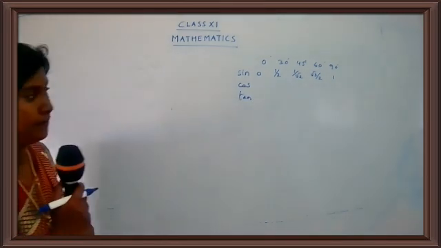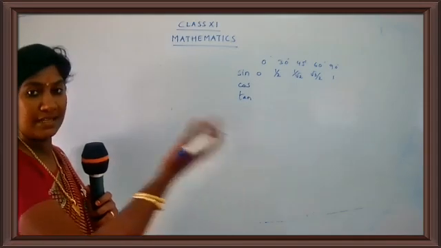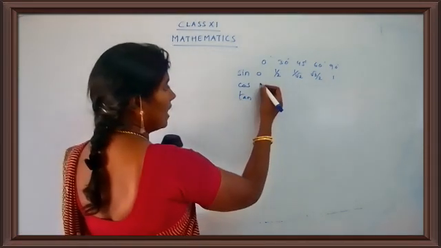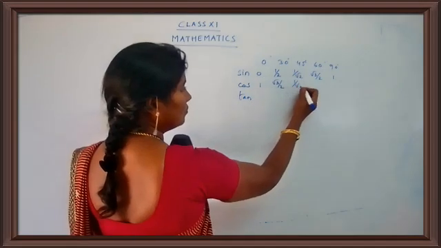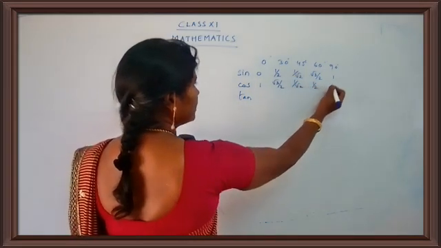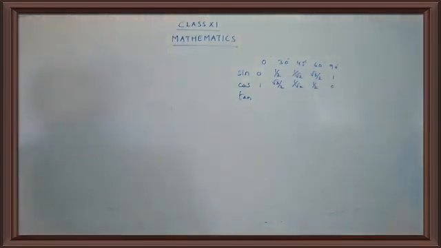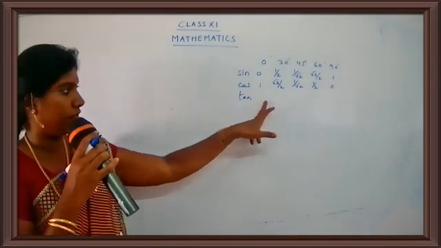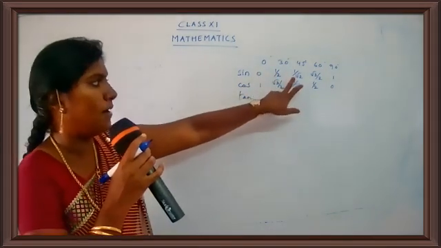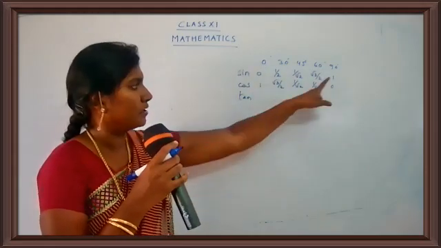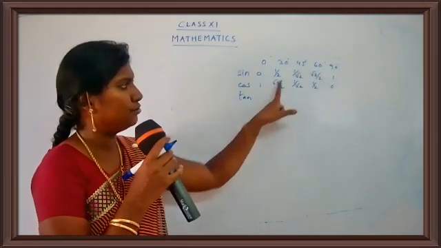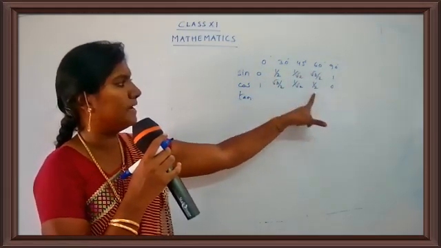This is for sine. And for cos, you have to just take the reverse of it. So you get here 1. This is root 3 by 2. This is 1 by root 2. This is 1 by 2. And this is 0. So take the reverse of sine. When you take the reverse of the angles of sine, you get the values for angles of cos. 0, half, 1 by root 2, root 3 by 2, 1. Just take the reverse of it. So 1, root 3 by 2, 1 by root 2, 1 by 2 and 0.